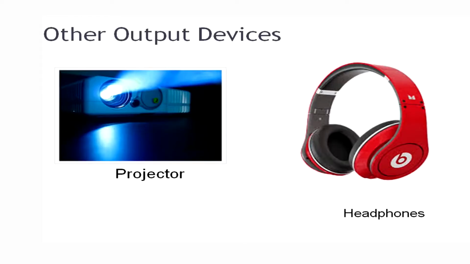These are some other output devices. The projector that is used to view the output on a large scale, maybe on a wall or on a screen. We can see the output so that more number of people are able to view the output. Then we have the headphones. If we do not want the audio output that we are getting to be listened to by everybody, only one person should be able to listen to it, then we use the headphones.